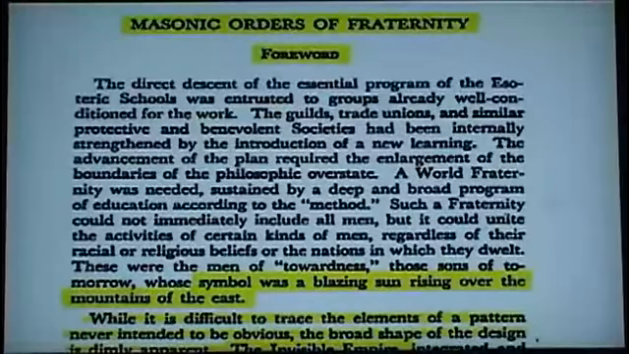Meaning there's a method to all of this. Such a fraternity could not immediately include all men, but it could unite the activities of certain kinds of men, regardless of their racial and religious beliefs or the nations in which they dwelt. He goes on to say, these were the men of towardness, those sons of tomorrow, whose symbol was a blazing sun rising over the mountains of the east.